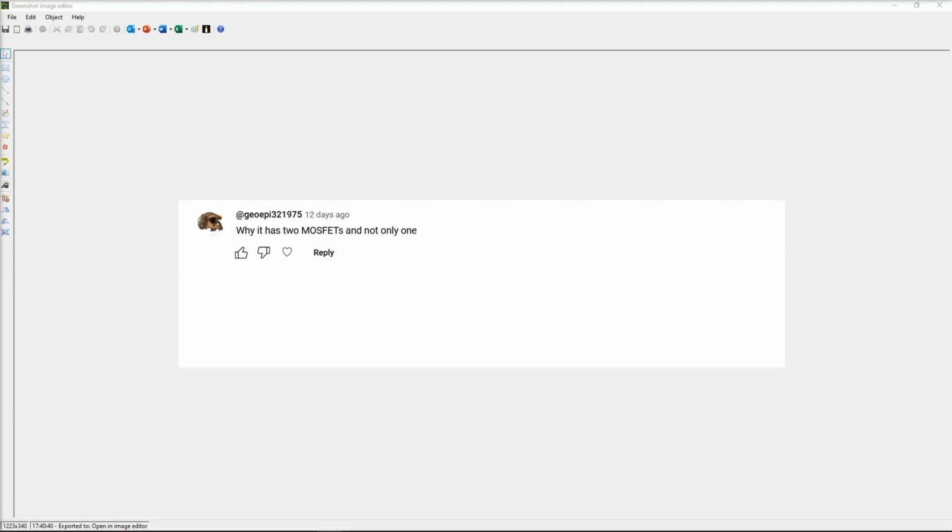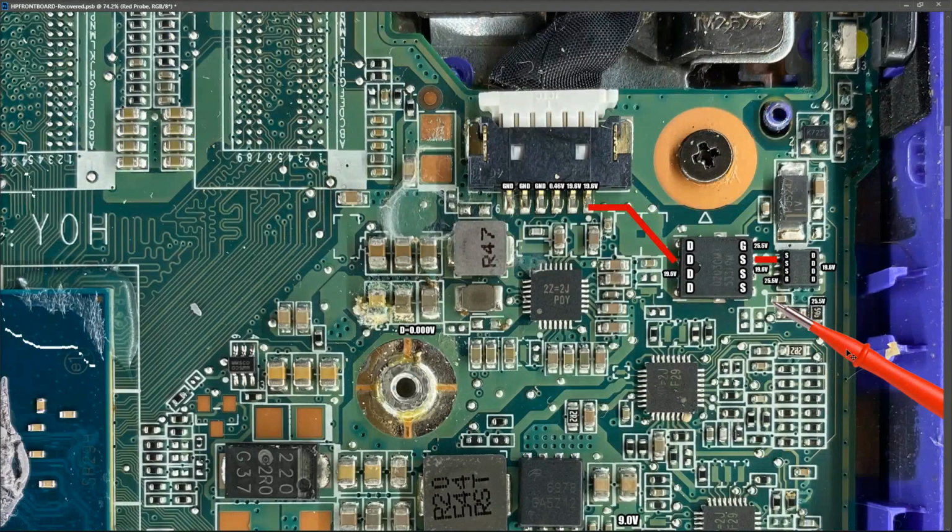This is my topic for this week's video. So my subscriber GEOEPI321975 has asked the question why it has two MOSFETs and not only one MOSFET. Well, this question is in reference to the laptop that we fixed last week.